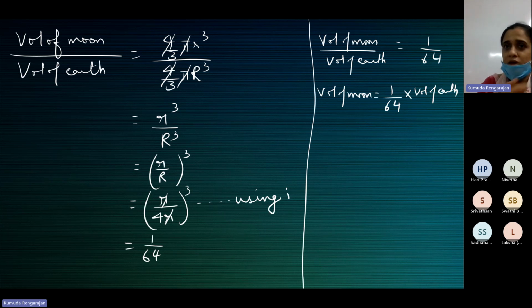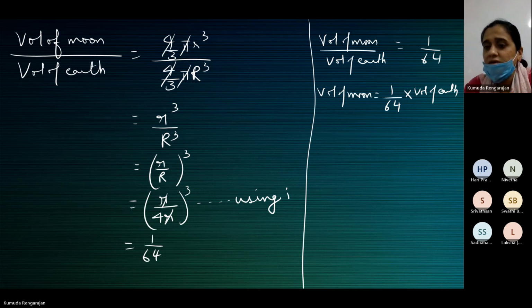If you find the volume of the earth and you divide that into 64 equal parts, one part is the volume of the moon. Because that's the relation we have got. So what do we mean? What do we understand from this? You find the volume of the earth and divide into 64 equal parts. So one part is the volume of the moon.